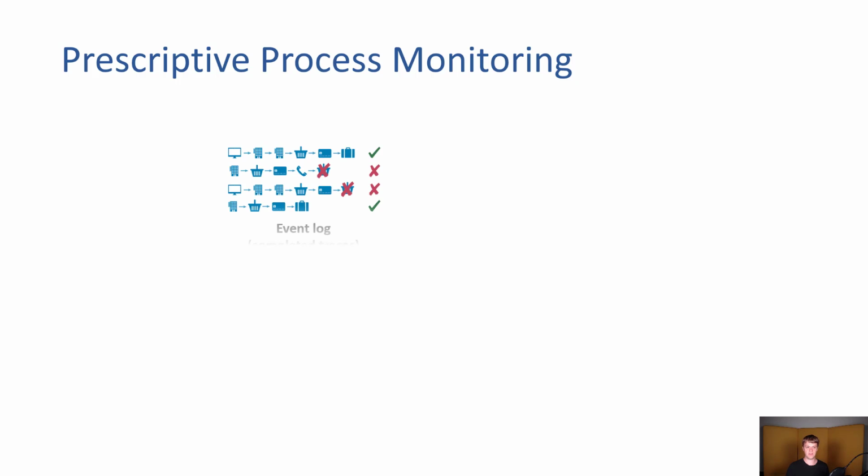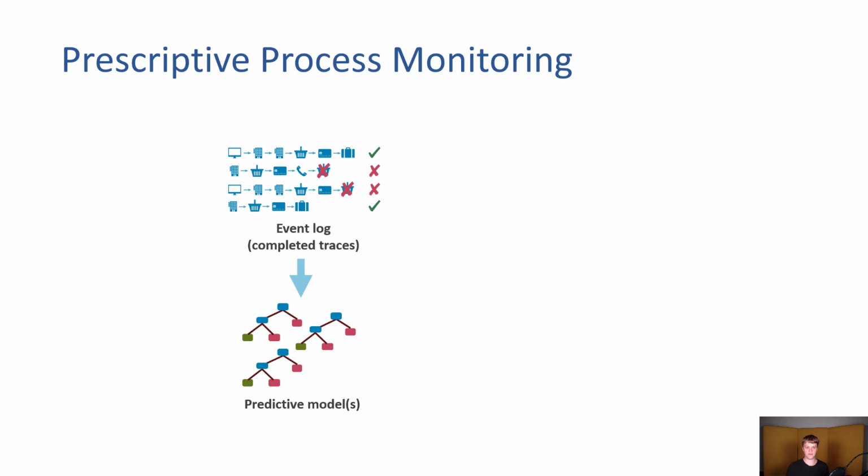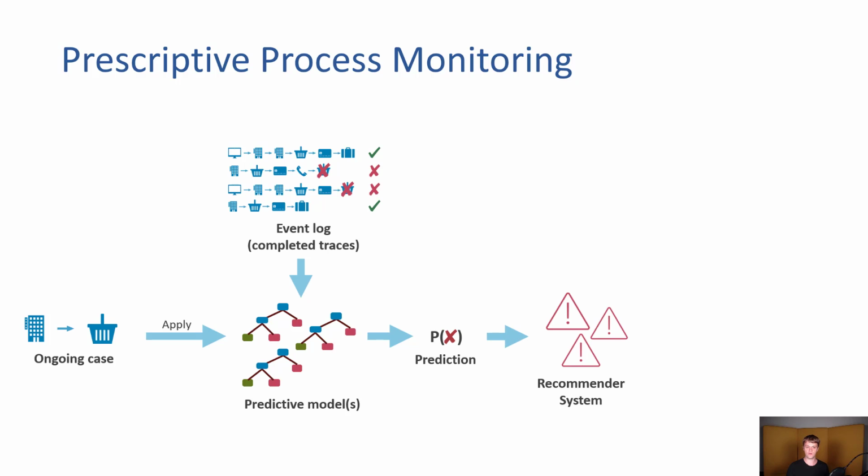Here, the beginning is quite the same. We have an event log, based on which we are going to produce some predictive models, and we are going to use those predictive models on an ongoing case in order to produce some predictions. However, based on those predictions, now what we want to do is also introduce a recommender system that is going to take the same event log as well as the prediction and the information of the ongoing case, and a cost model based on the KPIs of the process.